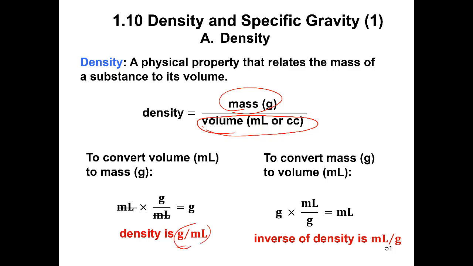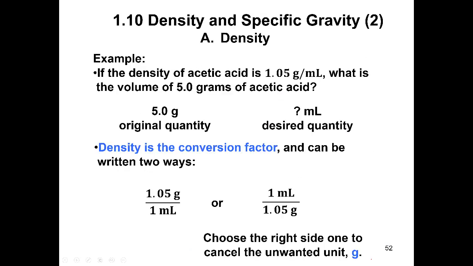If you have the mass and you want to go to volume, then you just use that conversion factor flipped upside down, just like we know we can do, and that'll give you milliliters. And so we use this a lot in chemistry because sometimes we're given a volume and what we really want is the mass. So here's an example of the problem.